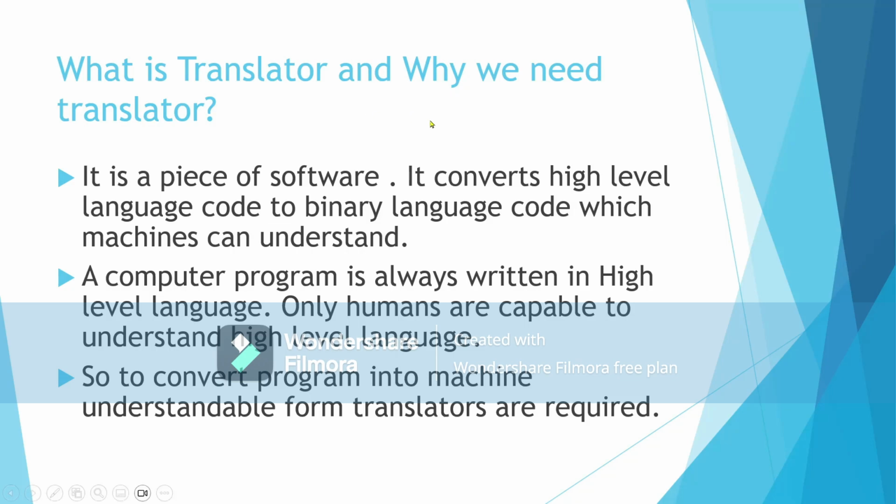And binary language is the language in the form of zeros and ones, and only machines can understand it. So it is called a binary language. What we have seen here is that a translator converts high level language into binary language. All computer programs are always written in high level language, and only humans are capable of understanding it. We need to convert these high level languages into machine understandable form. For this purpose, translators are required.